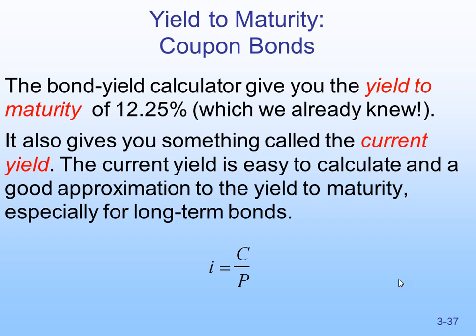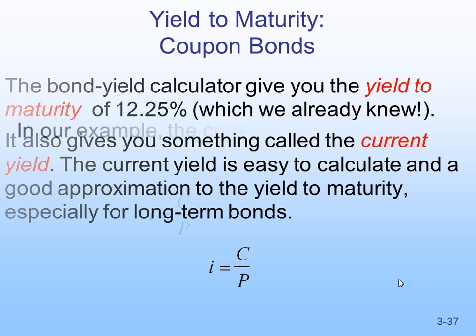Okay. So we got the yield to maturity. It also gave us something called the current yield. Well, the current yield, this is a good concept to know. The current yield is pretty easy to calculate, even in your head. And the other reason it's good, not just that it's easy, but it's a good approximation to the yield to maturity. And the longer term the bond, the closer approximation it is. So especially for really long-term bonds, it's a very good approximation to the yield to maturity. And it's something you can kind of do in your head. All right, it's C over P.